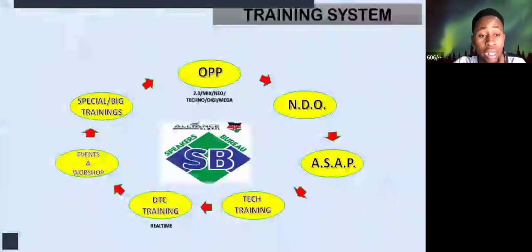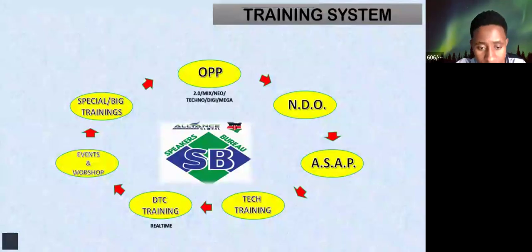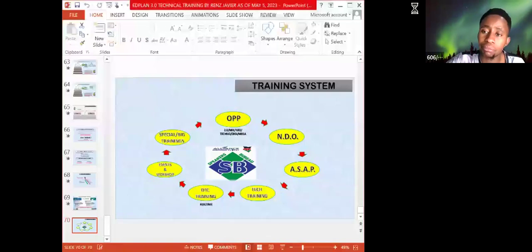So ensure that you also attend all the training systems. You attend new distributors orientation, the ASAP training, the technical training, the DTC training, events and workshops, special and very big events. Like we have a kickoff training that is actually coming up this 31st, and everybody ought to attend that training. If you did not attend the first part of the technical training, ensure that you look for it, attend, and ask questions.